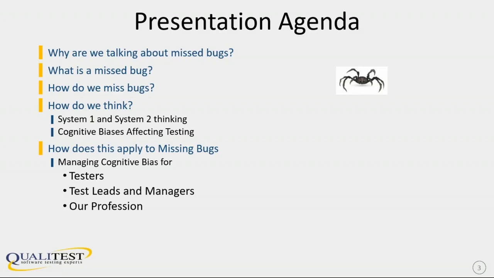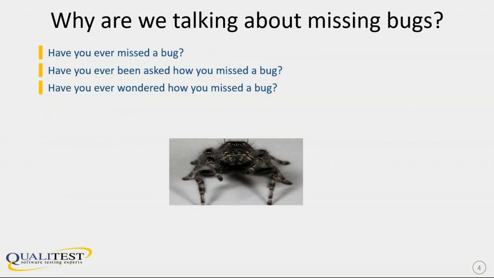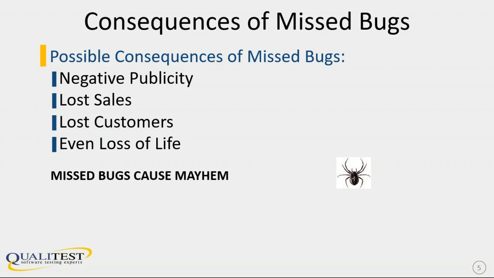So why are we talking about missed bugs? Well, have you as a tester ever missed a bug? Have you been asked how you missed that bug? Maybe you have wondered how you missed that bug. Well, there are a lot of consequences for missing bugs. It can be anything from negative publicity, even as far as loss of life. We recently heard about a lady that was run down and killed by a self-driving car. Missed bugs in whatever nature they are cause mayhem.